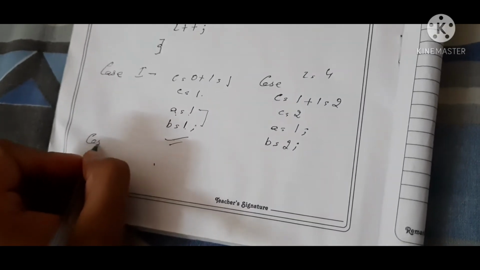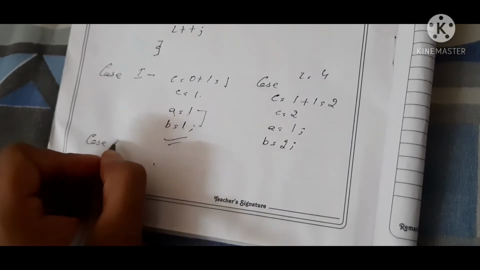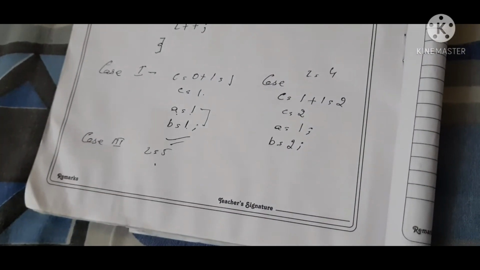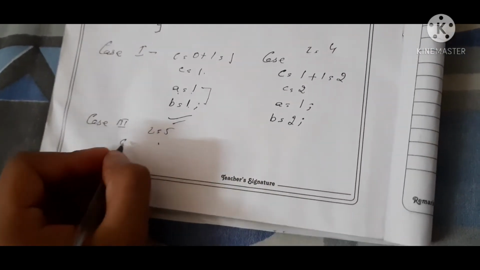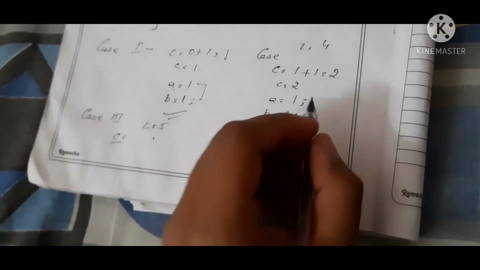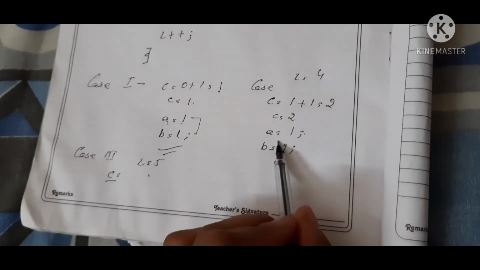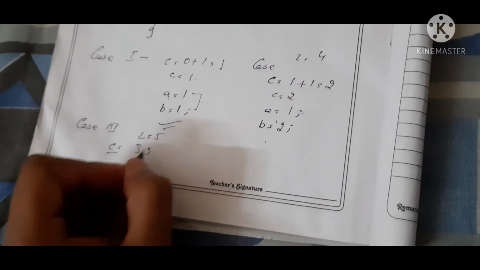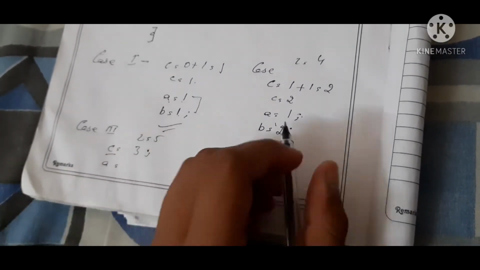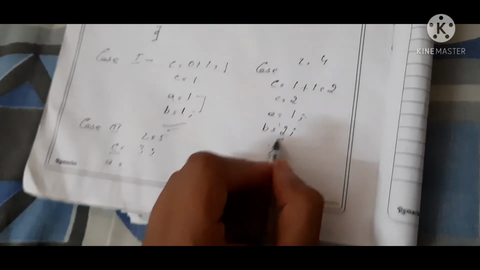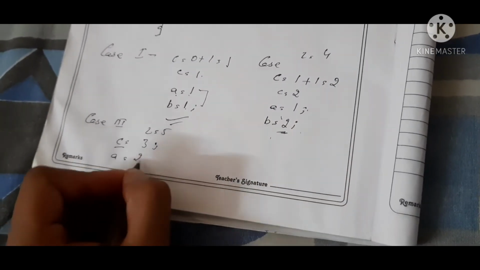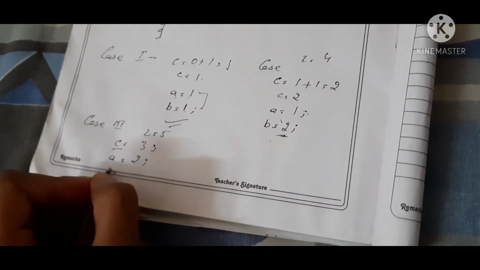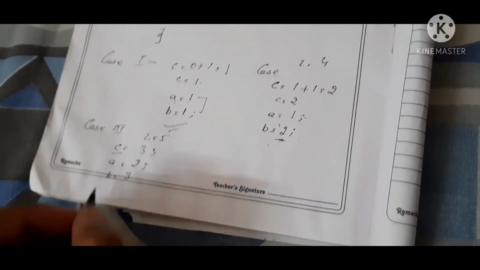Now in the next case, number 3, i is equal to 5. So the value of c is equal to a plus b. Now the value of a is equal to 1 and b is equal to 2, so 1 plus 2 is equal to 3. Now c is equal to 3, and a is equal to b, so whatever the value of b, b is equal to 2. Now in a there is 2, and in b there is 3, because b is equal to c is equal to 3.